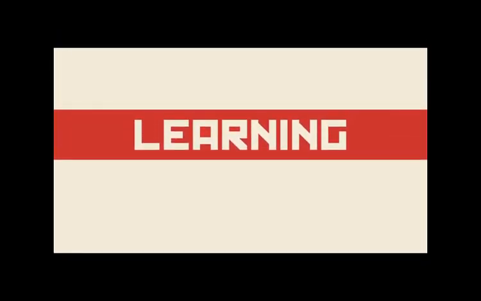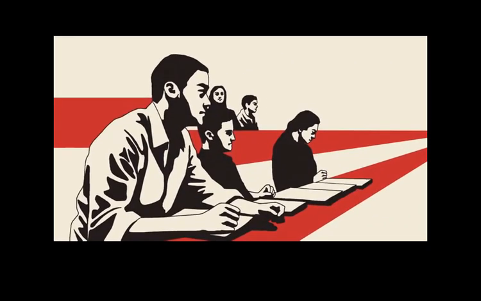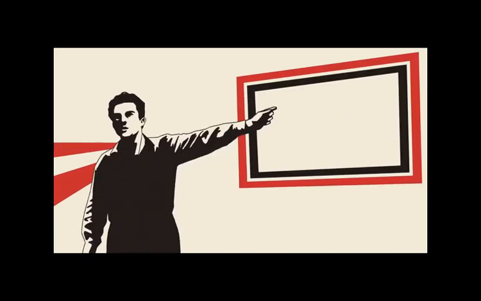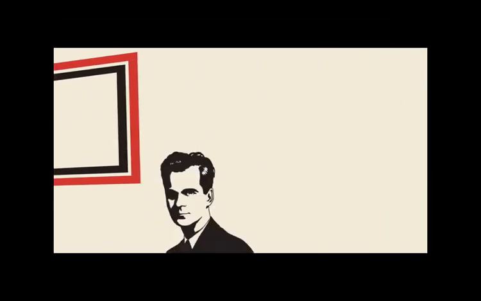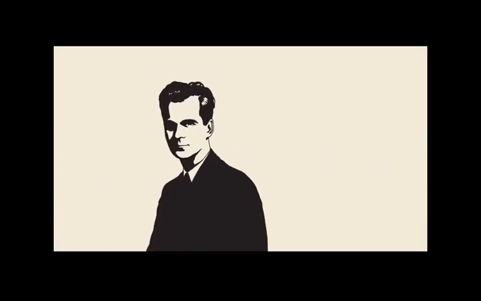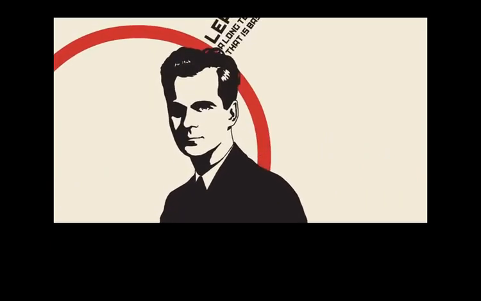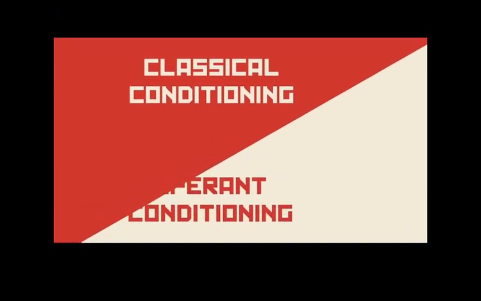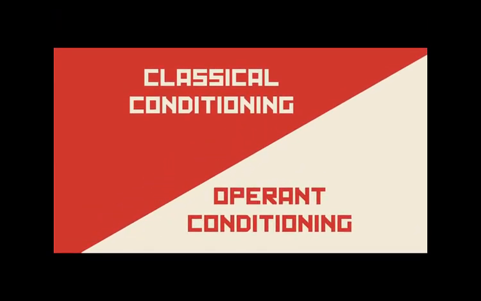When we think about learning, we often picture students in a classroom or lecture hall, books open on their desk, listening intently to a teacher or professor in the front of the room. But in psychology, learning means something else. To psychologists, learning is a long-term change in behavior that's based on experience. Two of the main types of learning are called classical conditioning and operant or instrumental conditioning.